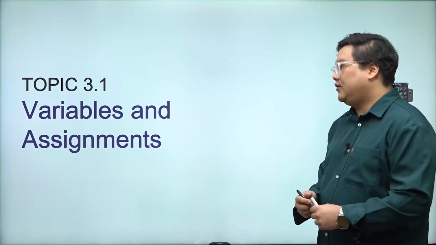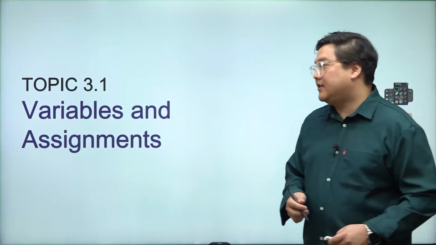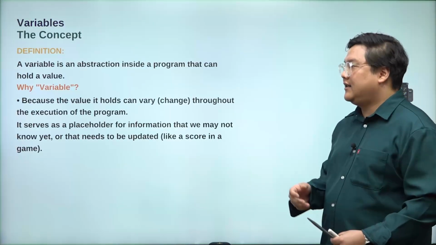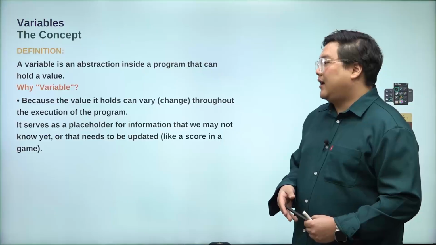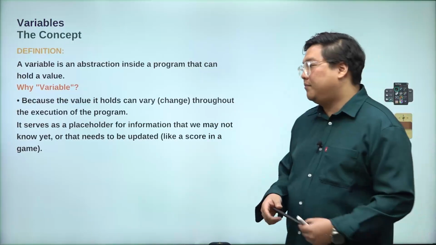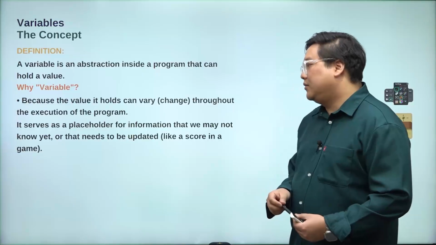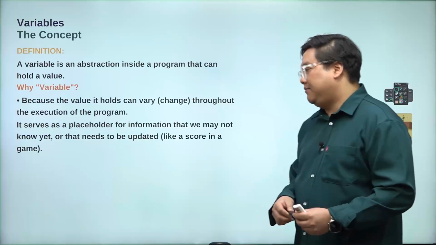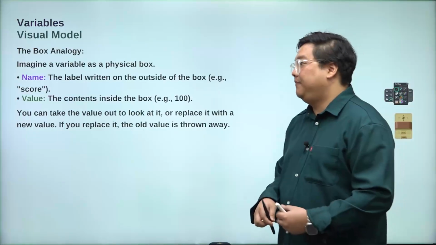So let's get right into 3.1, variables and assignments. A variable is an abstraction inside a program that can hold a value, okay? Because the value it holds can vary throughout the execution of the program. It serves as a placeholder for information that we may not know yet or that needs to be updated, like a score in a game.